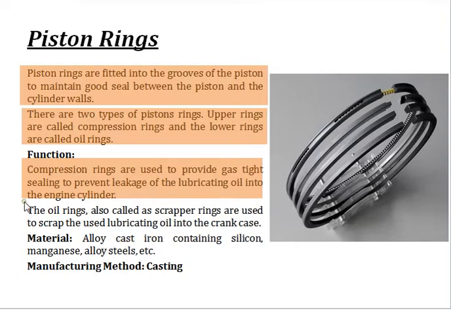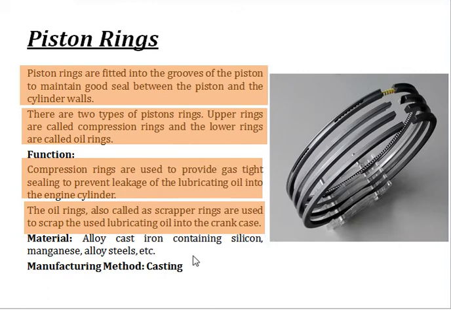The function of the oil rings, the scraper rings, is to scrape the used lubricating oil back into the crankcase. So it acts like a scraper and it draws the oil back into the crankcase. The oil which is in contact with the cylinder walls, these oil rings will scrape it off and allow the oil to return to the crankcase.